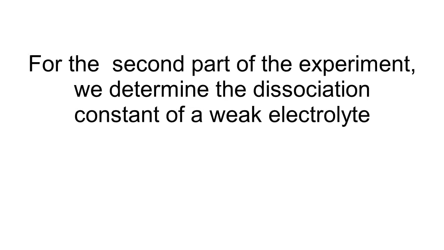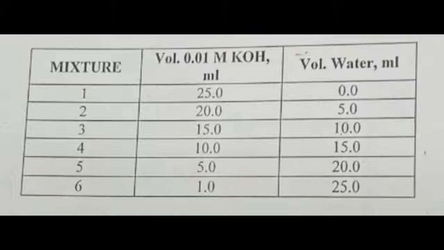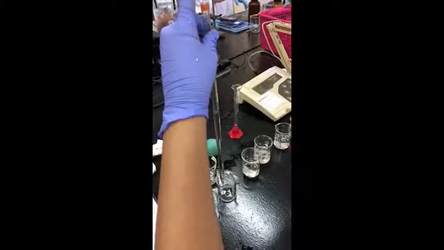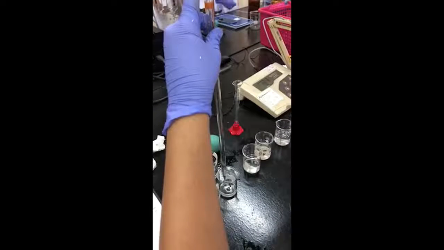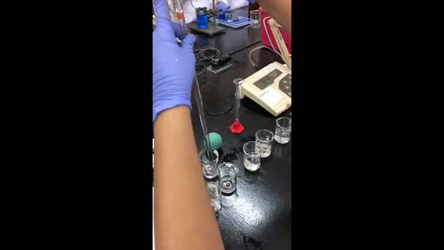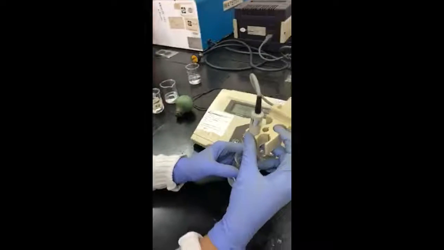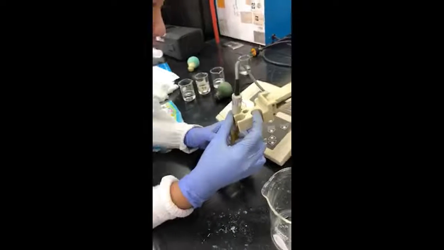For the second part of the experiment, we determine the dissociation constant of a weak electrolyte. Here, we will be preparing 6 different types of mixture with different volumes of potassium hydroxide and water, as shown in the table. Then, again, we measure the conductance of the mixture prepared by using an electrode.